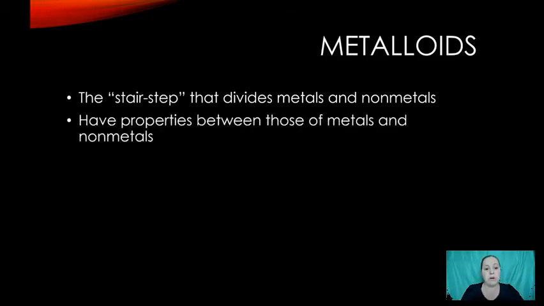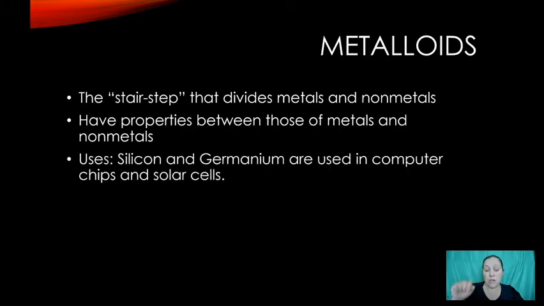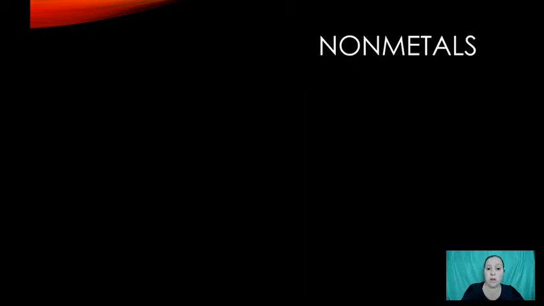Then we have metalloids. Metalloids are those stair steps. We have the stair step that separates the metals from the nonmetals. The metalloids that touch that line have properties of both metals and nonmetals. For example, silicon and germanium are used in computer chips, and they're also used in solar cells.